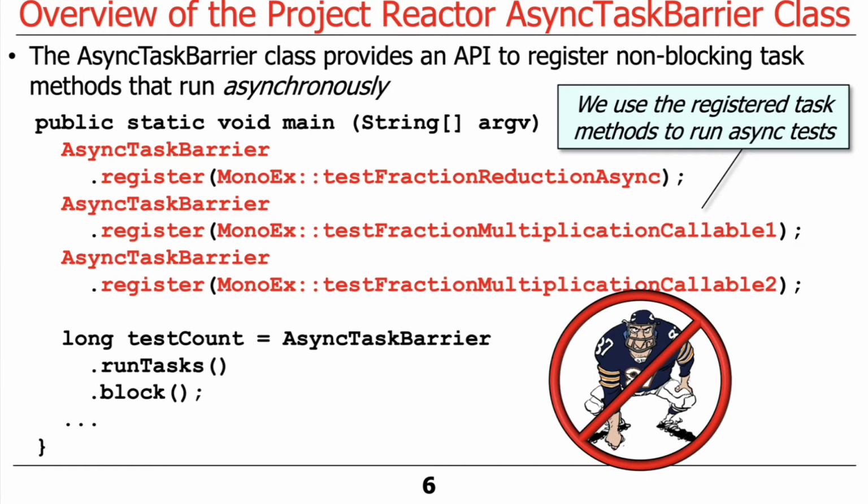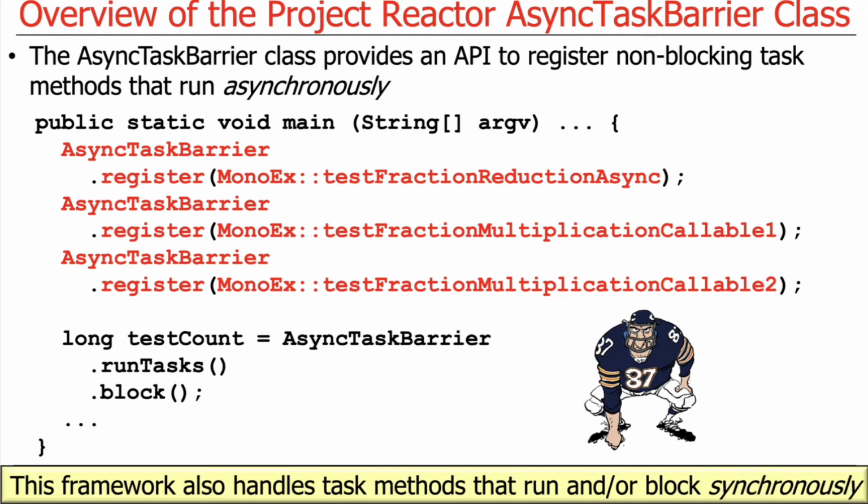We're going to use the AsyncTaskBarrier to register methods that we want to run asynchronously. So here we're going to use AsyncTaskBarrier.register. This is obviously a static method, and we're going to give it a method reference. So it's going to register these three method references: testFractionReductionAsync, testFractionMultiplicationCallable, and testFractionMultiplicationCallable2. Those are the three methods we register. All of those methods run asynchronously. They do not block. They start the computation and they return right away. And then we're going to use this cool little single point to wait for everything to finish. By the way, this framework also works for synchronous computations, but that's not the interesting part. The interesting part is the asynchronous computations.